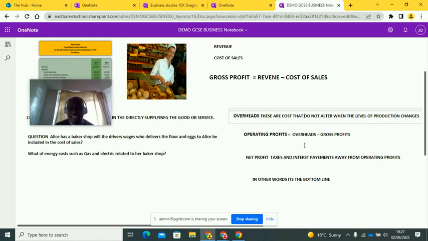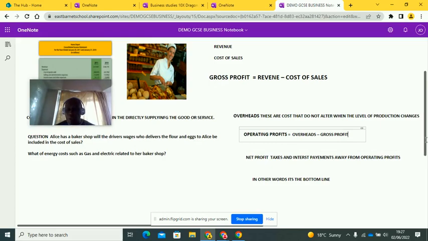These are overheads minus the gross profit. Overheads minus gross profit is going to give you the operating profit. We talked about what gross profit is: revenue minus cost of sales. The operating profit will be your overheads, all your fixed costs, taken away from your gross profit, which will give you your operating profit, okay?